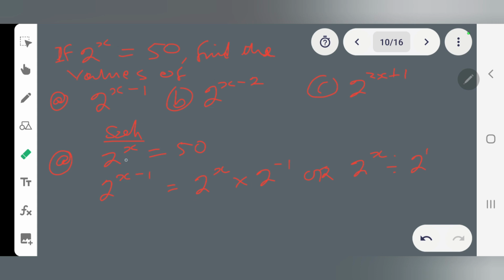Remember, the question says 2 raised to the power x is equal to 50. So we clearly see 2 raised to the power x here through our manipulation. So here we replace it with 50, and then we multiply it by 2 raised to the power minus 1. This implies that 50 multiplied by 1 over 2 raised to the power positive 1, according to the law of indices.